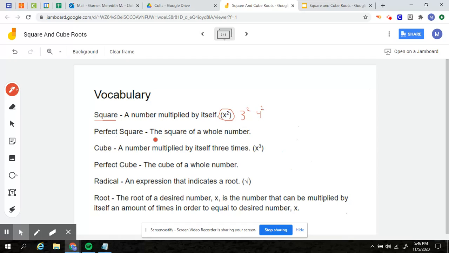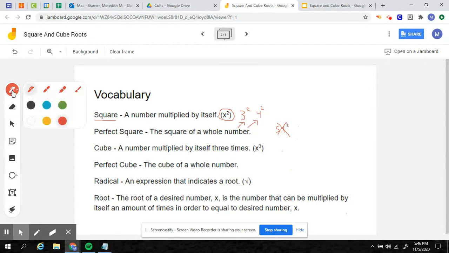A perfect square is the square of a whole number. So for instance, 3 and 4 squared, those two examples up there, those are both perfect squares. What wouldn't be would, for instance, be like 5.1 squared, because that's not a whole number. That's not what we would call a perfect square.